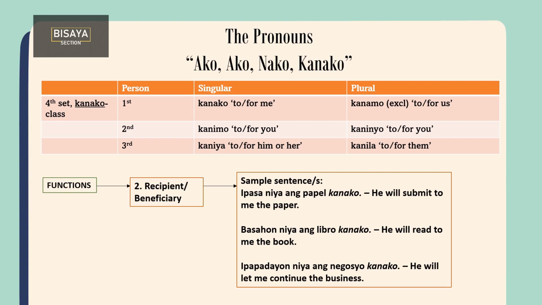The second function of kanako is being a recipient or a beneficiary of the action. Sample sentence. Ipasa niya ang papel kanako. He will submit to me the paper. So I am receiving the action which is submit. Basahon niya ang libro kanako. He will read to me the book. And ipapadayon niya ang negosyo kanako. He will let me continue the business. So I am the recipient of the verbs in the sentence.